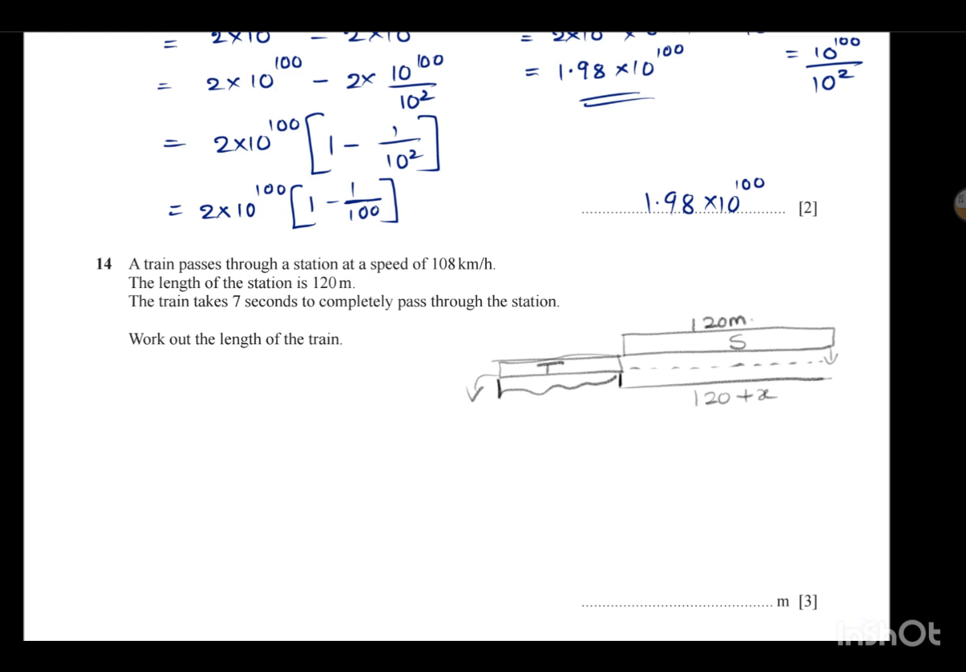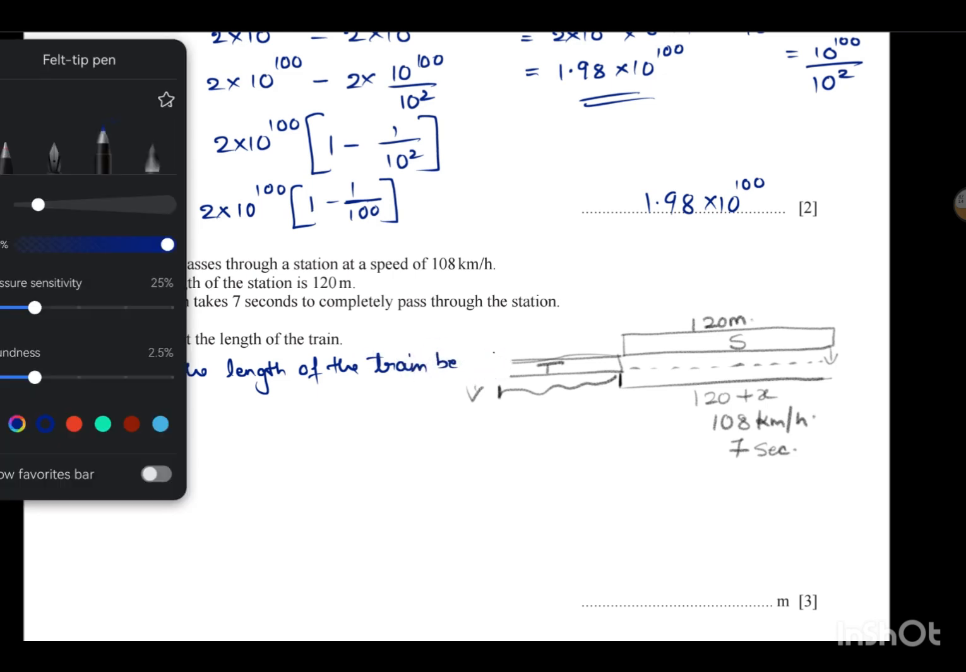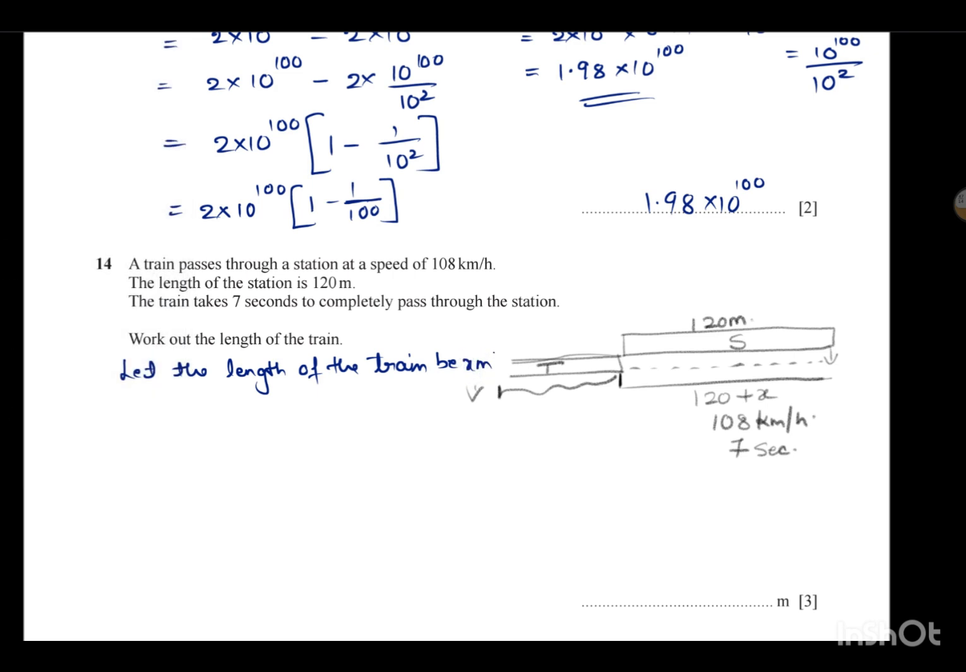Then the speed is given. The speed is 108 kilometers per hour. And also they gave the time it is taking to pass through this station, that is 7 seconds. So this is the information you need to understand in this question. Okay. Then now we will take here, let the length of the train be x meters. Total distance will be 120 meters plus x meters.